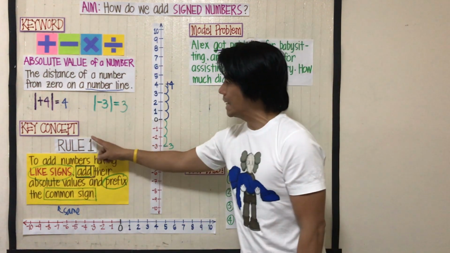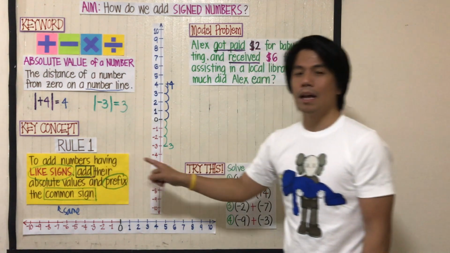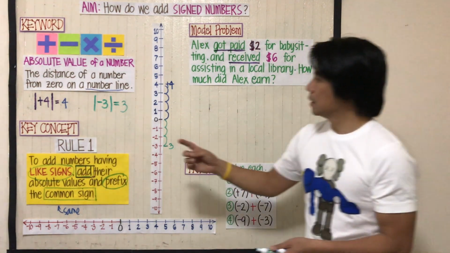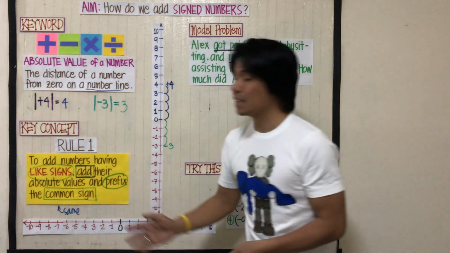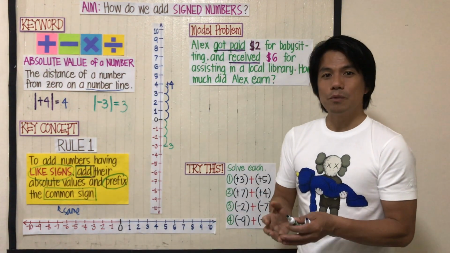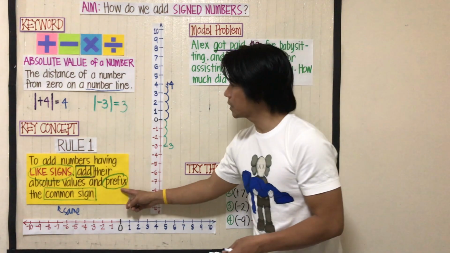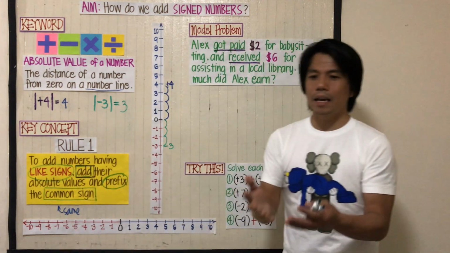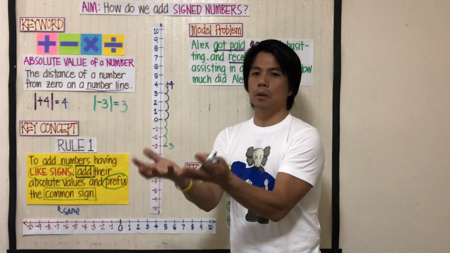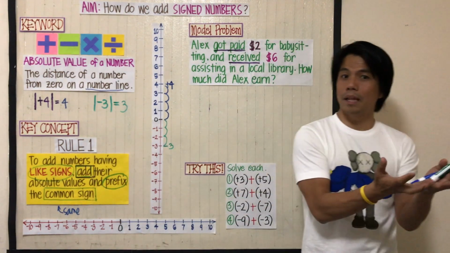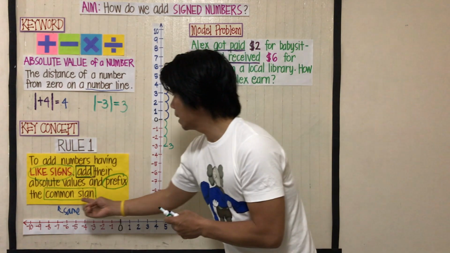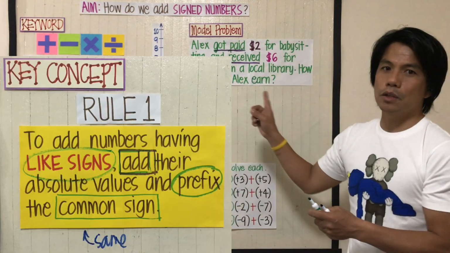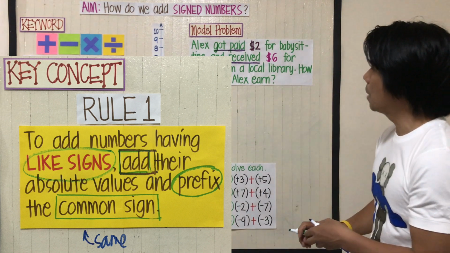Now let's go to the key concept. This is rule number 1 on operating signed numbers. It says to add numbers having like signs, add their absolute values and prefix the common sign. When we say like signs, we're adding two numbers that are both positives or both negatives. Now when we say common, that means same. I'm going to show you that on the model problem.